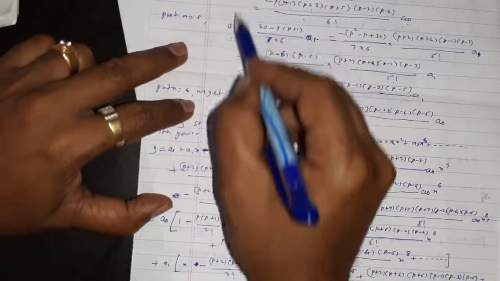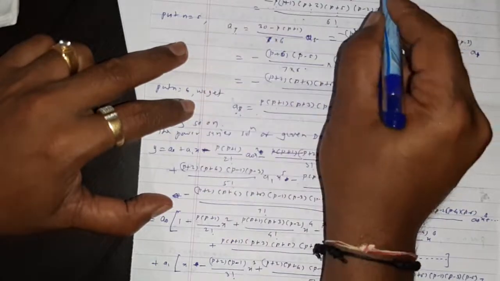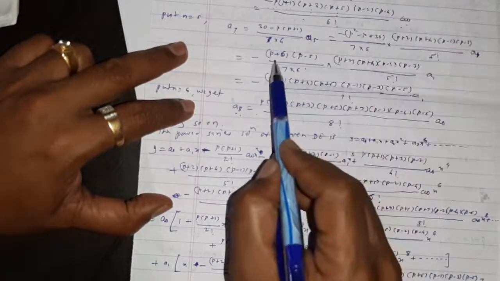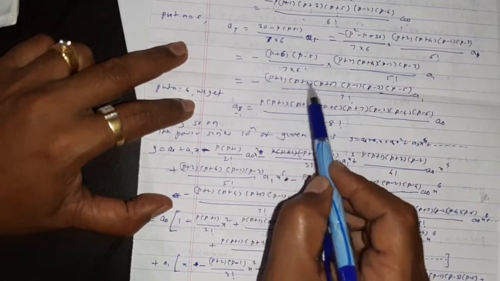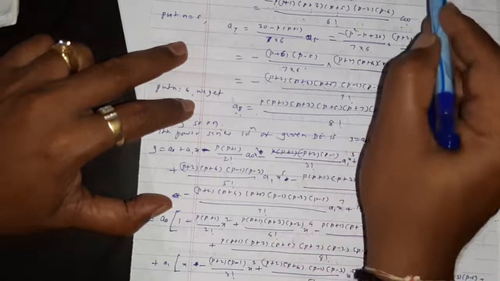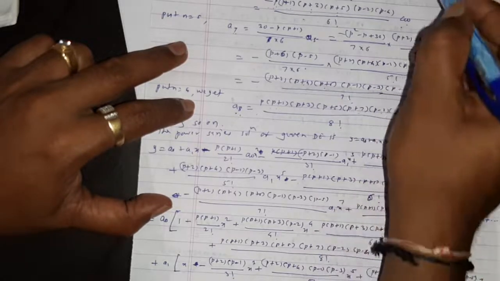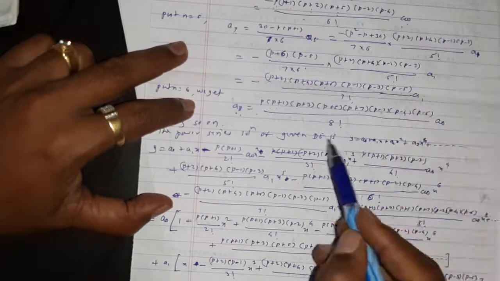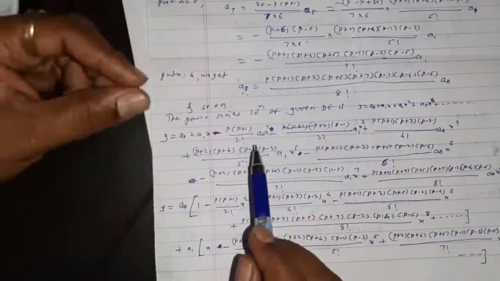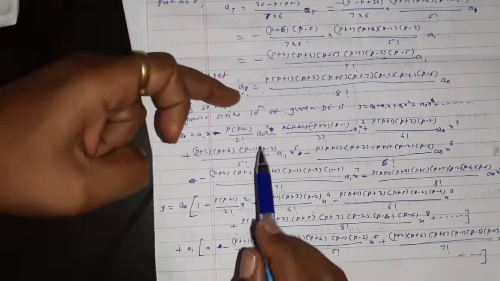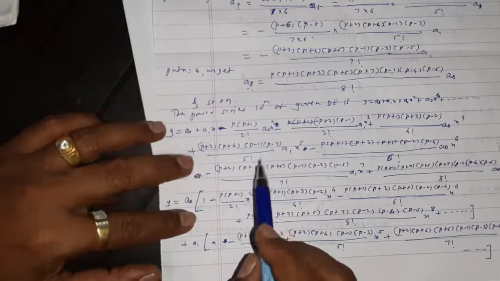Similarly, what is A7? If we observe A5 and A7, then what is A5? P plus 2, p plus 4. This term is plus, this term is minus. P plus 2, p plus 4, p plus 6, and p minus 1, p minus 3, p minus 5 divided by 7 factorial A1. So these are the terms: A2, A4, A6 and A8. Observe A1, A3, A5, A7: these are the similar terms.